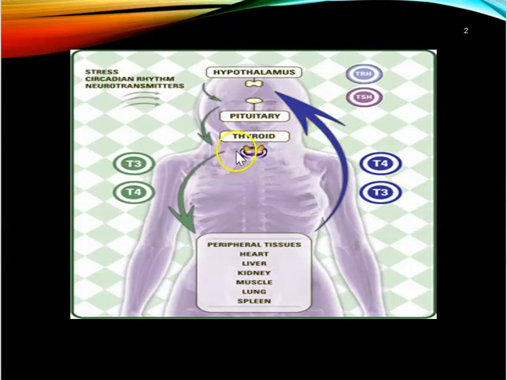The thyroid gland is located right here. So that is anterior to the upper portion of the trachea and inferior to the larynx. It is butterfly-shaped with two lobes connected by a band of tissue called the isthmus. The thyroid secretes thyroid hormones, triiodothyronine, which is T3, and thyroxine, which is T4.